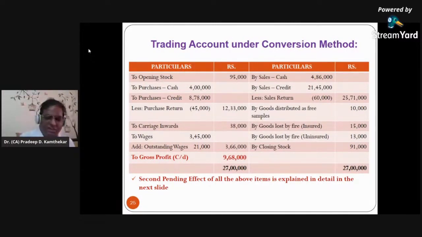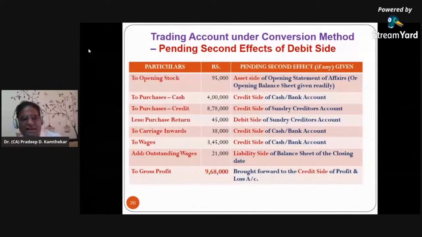And finally, this closing stock on the credit side, what you see, the debit effect of this closing stock will be there again on the asset side of the balance sheet, because the asset side has debit items and credit items are shown by way of deduction. Whatever explanation I have given you, the same explanation you can see in this next slide.